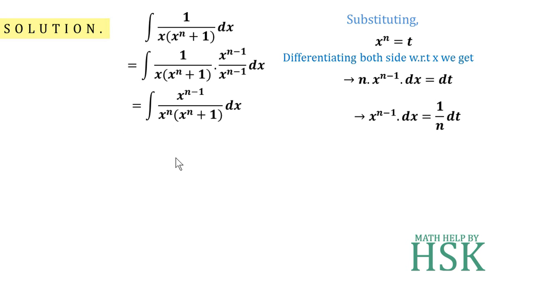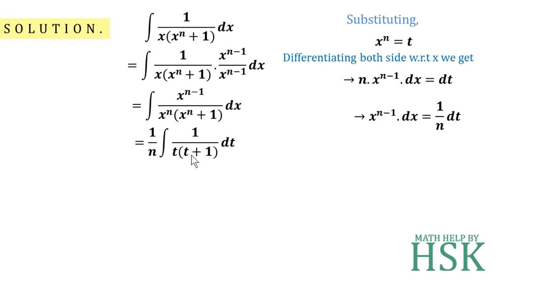So the substitution now works. Substitution is now complete. So I can write this as 1 upon n times integration of 1 upon t into t plus 1 dt. So after substitution, we obtain a fraction which is 1 upon t into t plus 1. This is a quadratic fraction. So to simplify it, we could break it into its partial fraction.